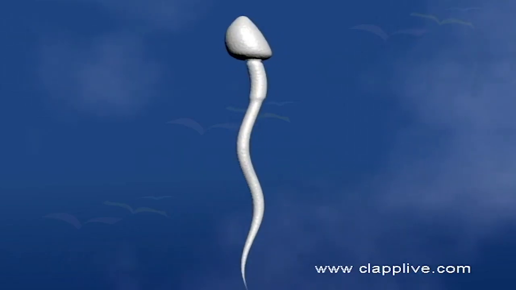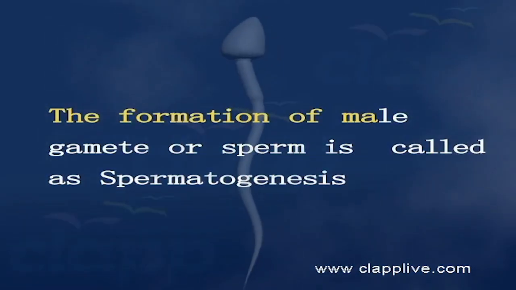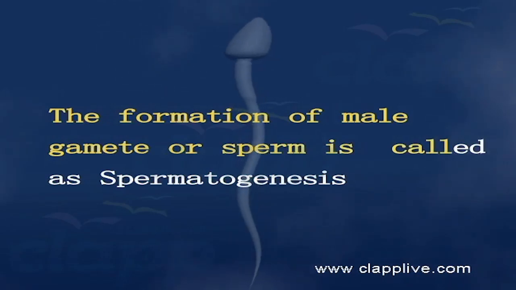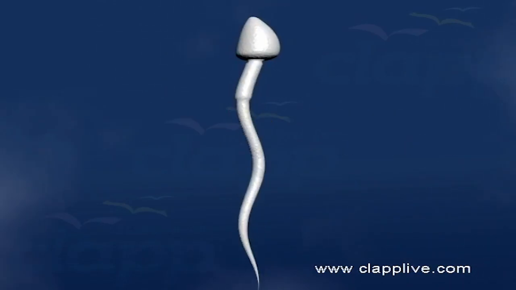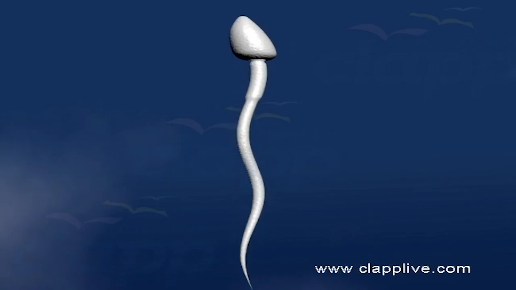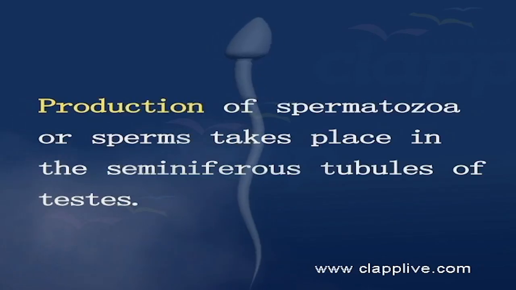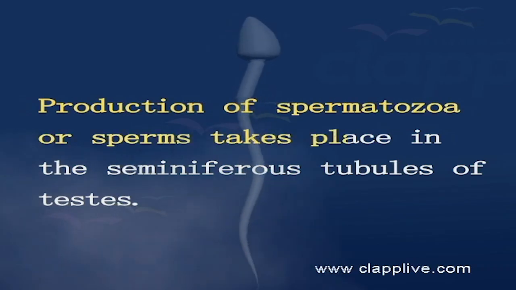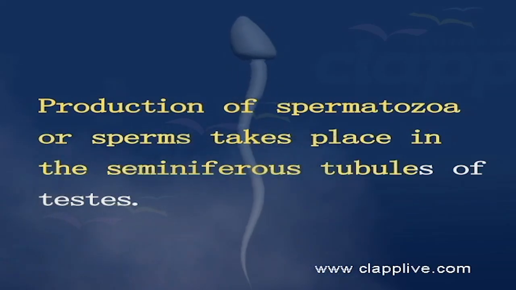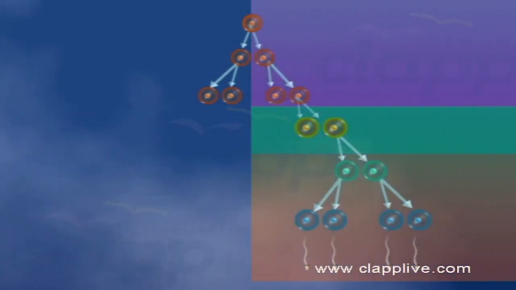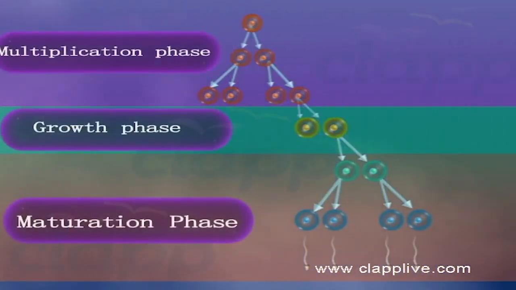Spermatogenesis. The formation of male gamete or sperm is called spermatogenesis. It is initiated in the testes with the beginning of puberty. Production of spermatozoa or sperms takes place in the seminiferous tubules of the testes. Spermatogenesis completes in 3 phases.